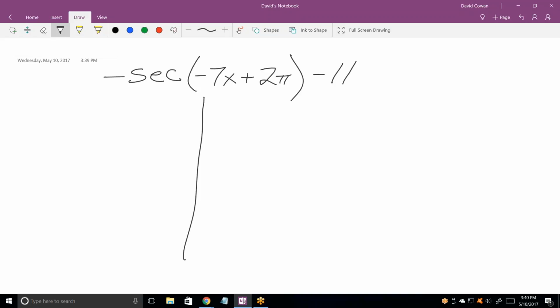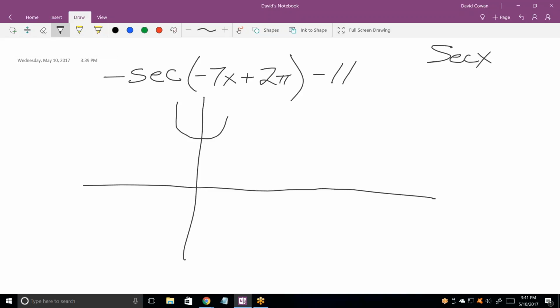Well, she wants you to graph it using transformations, right? Usually we lay out the amplitude, vertical shift, horizontal shift. That's all sinusoid stuff. So first of all, let's figure out what secant of x looks like, because that's the parent function. Secant's the reciprocal of cosine, so it looks something like this.